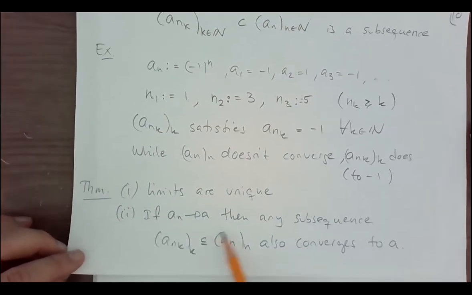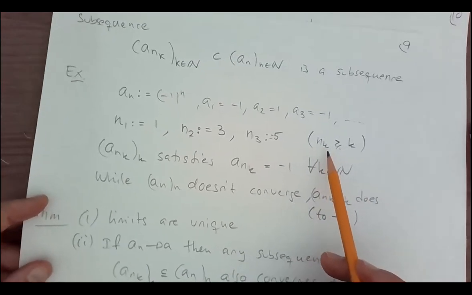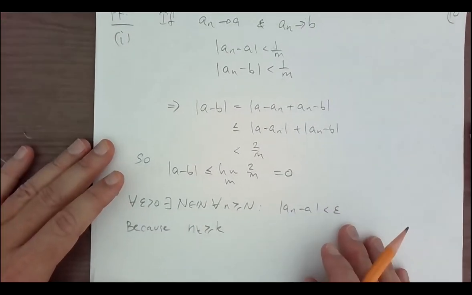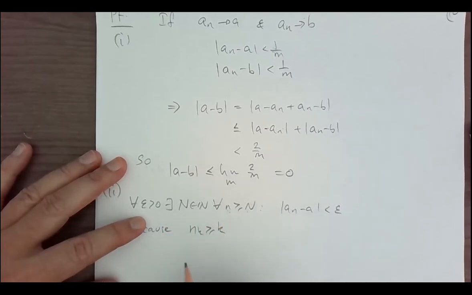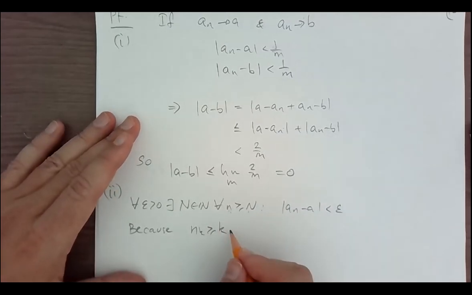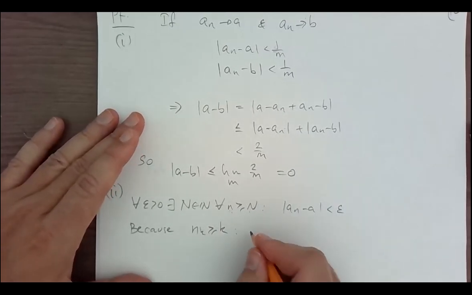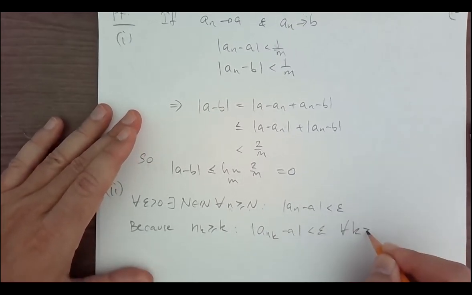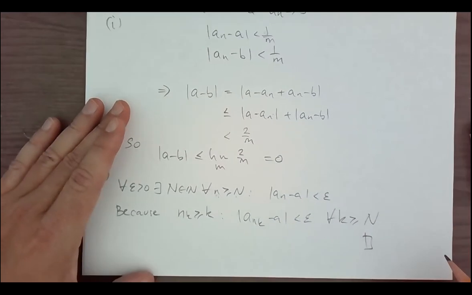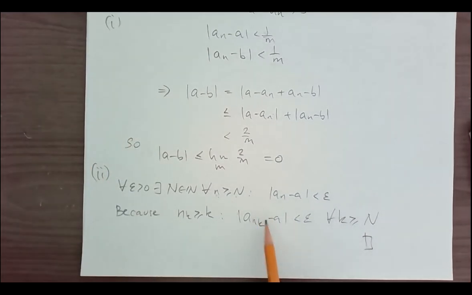That was that property we had somewhere, right? That if you're a subsequence, then the indices in the subsequence come no earlier than the original indices. So that means that when I'm past N here, I'm going to get the same property. I'm also going to have that a_{n_k} minus A is less than epsilon for any k that are bigger than N. Right, and that was the conclusion. It's simply because having this property here is stronger than having this property here, because these n_k's come later.